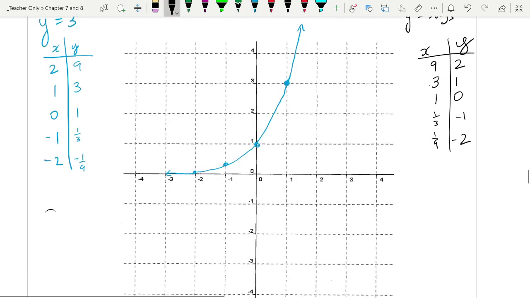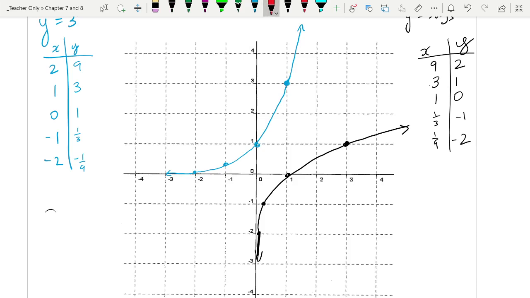So what happens when we graph that thing? Well, 9, 2 is a little off my grid, but x is 3, y is 1 is right there. X is 1, y is 0 is right here. X is 1/3, y is -1, maybe about there. And x is 1/9, which is pretty close to here. -2 is about right there, which makes this curve here. Something like that. And you should recognize those two graphs as inverses of one another.